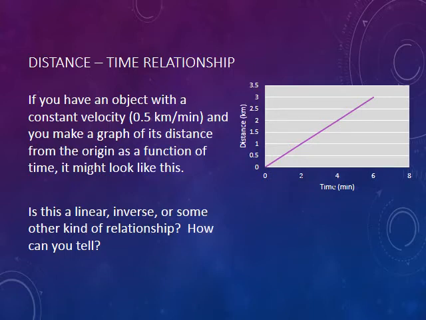So if we look at a time of 2 minutes, for example, at 2 minutes, the distance up here is at 1 kilometer. If we double the time to 4 minutes, our distance should double as well. And if you read the graph correctly, you'll see that the distance does double. So as the time doubles, the distance doubles. And that's a clear indicator of a linear relationship.